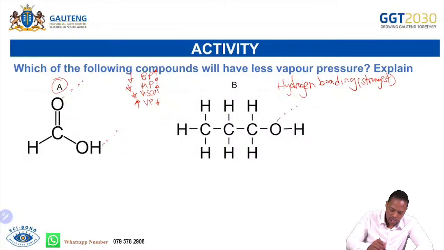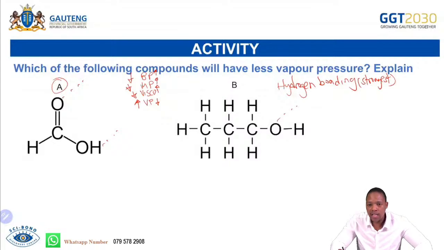So this one, which compound has the lower vapor pressure? Even though it only has one carbon and this one has 3 carbons, this one is going to have a higher boiling point, making it have a higher melting point, higher viscosity, and a lower vapor pressure. So how will we answer this question here?